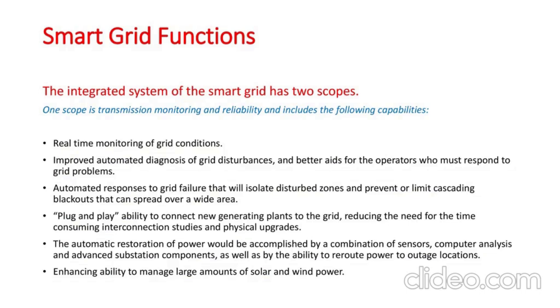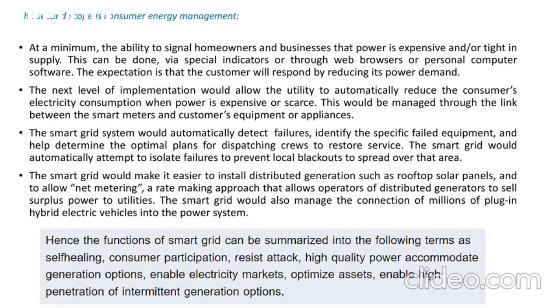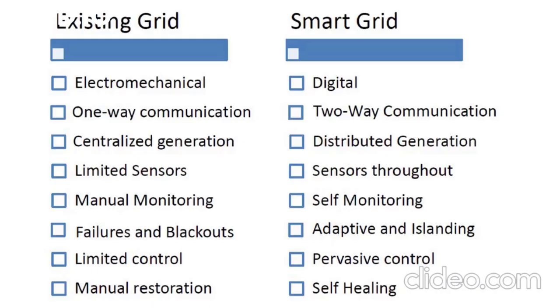Coming to smart grid functions, the integrated system of smart grid has two scopes. One scope is transmission monitoring and reliability, and includes the following capabilities: real-time monitoring of grid conditions, improved automatic diagnosis of grid disturbances, and automated response to grid failure. At a minimum, the ability to signal homeowners and businesses that power is expensive to supply. The next level of implementation would allow the utility to automatically reduce the consumer's electricity consumption. The smart grid would automatically detect failures, and would make it easier to install distributed generation.